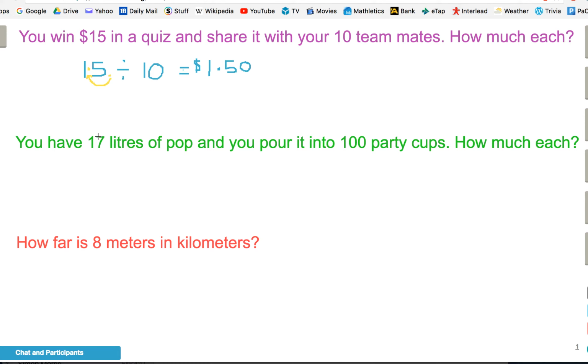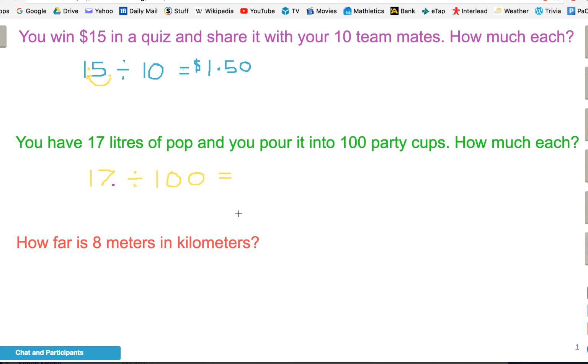In this case here, we have 17 litres of pop, and we pour it into 100 party cups, those little plastic party cups. How much is that each? So again, we've got 17 litres of pop. This time we're dividing it up into 100 party cups. We're sharing it out into 100 party cups.